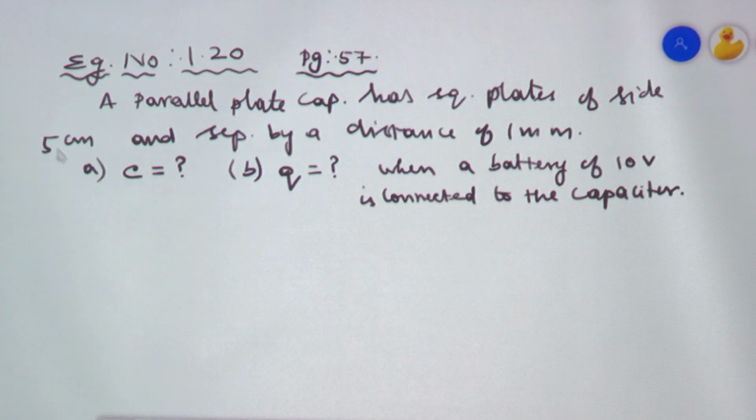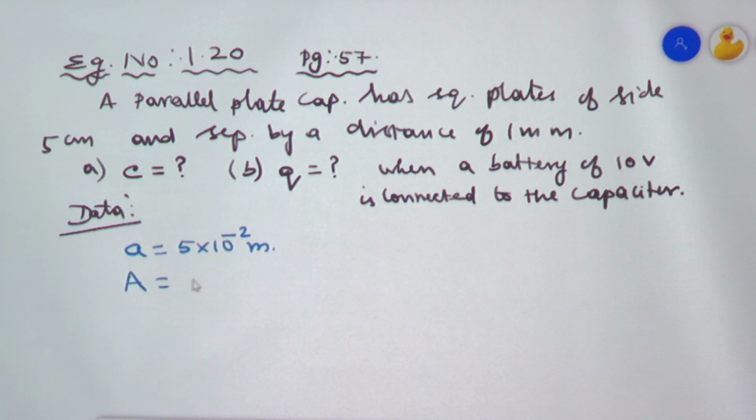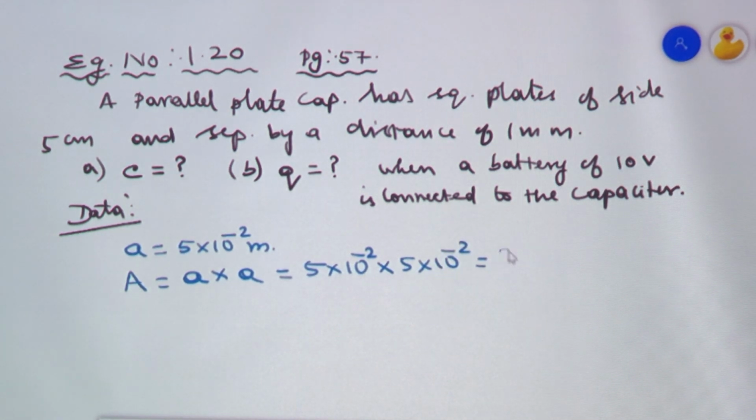First of all, let us do that. I can write the data that are being given. A parallel plate capacitor, square plate of side, let us mention the side as a. It is 5 into 10 to the power of minus 2 meter. If a is the side, what is the area of the plate? Area of the plate is side into side. So I can write 5 into 10 to the power of minus 2 into 5 into 10 to the power of minus 2. So 25 into 10 to the power of minus 4 meter square is its area.